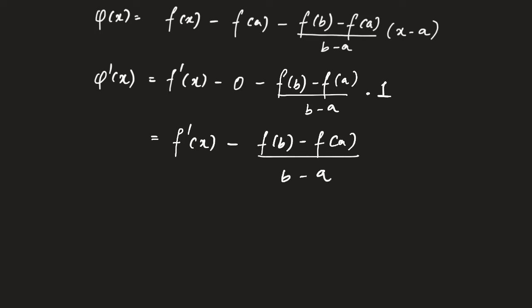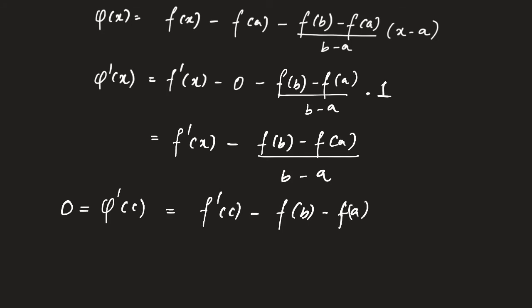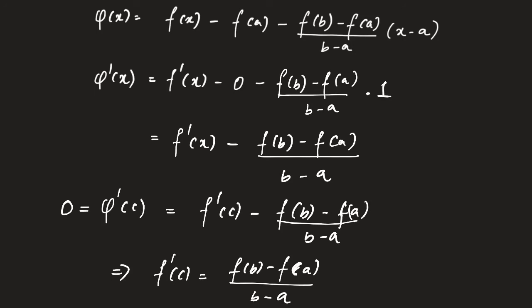And we know that there exists some point c such that phi dash of c is equal to 0. So for that point we get f dash of c minus (f of b minus f of a) by (b minus a) is equal to 0, which is the same as f dash of c is equal to (f of b minus f of a) by (b minus a). And this gives us the theorem.